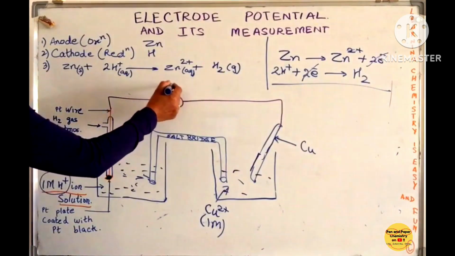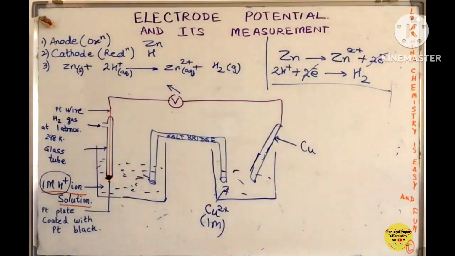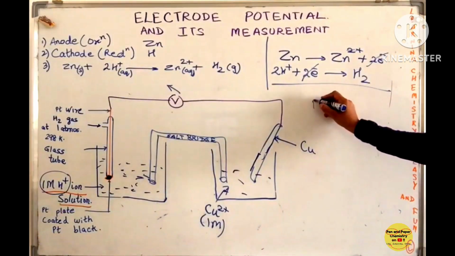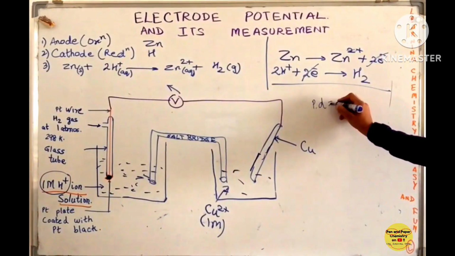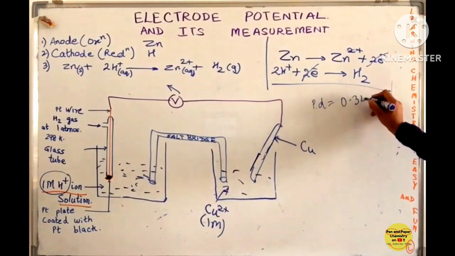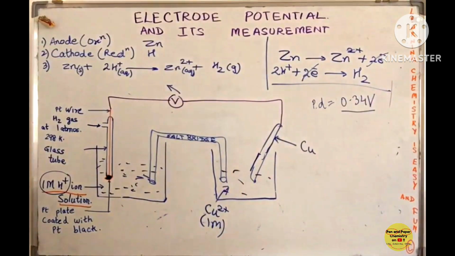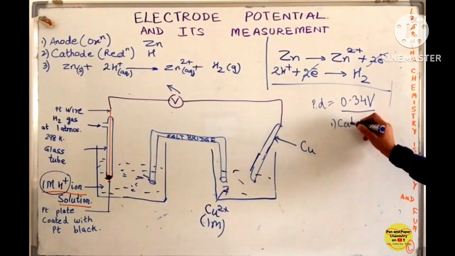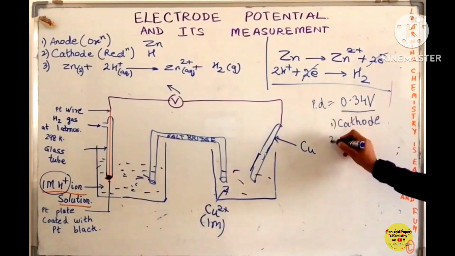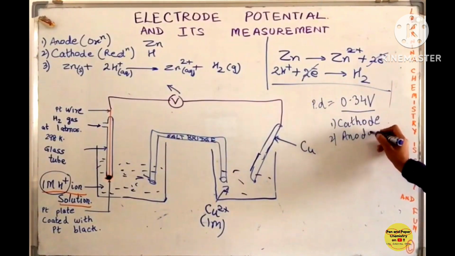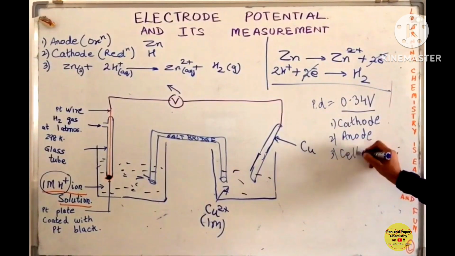Correct. It is from copper to hydrogen. Now this is a big hint that you got. And what do we notice over here is that the potential difference measured here comes out to 0.34 volt. Now based on this observation, you tell me whether this is oxidation potential or reduction potential. What will be the cathode? What will be the anode? You have to give me the cell reaction.